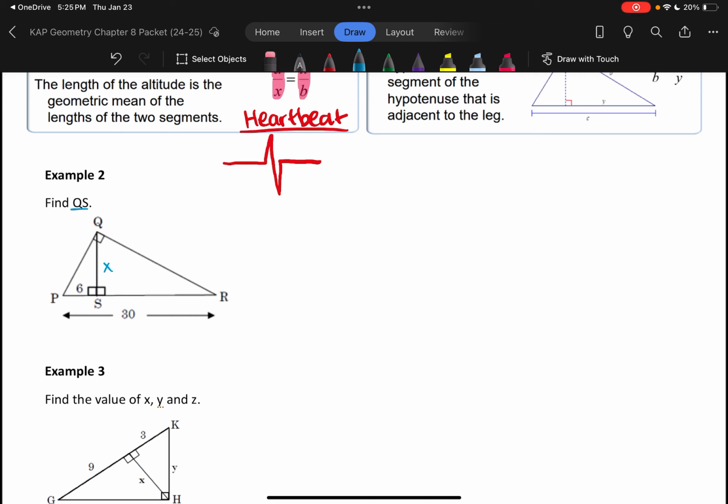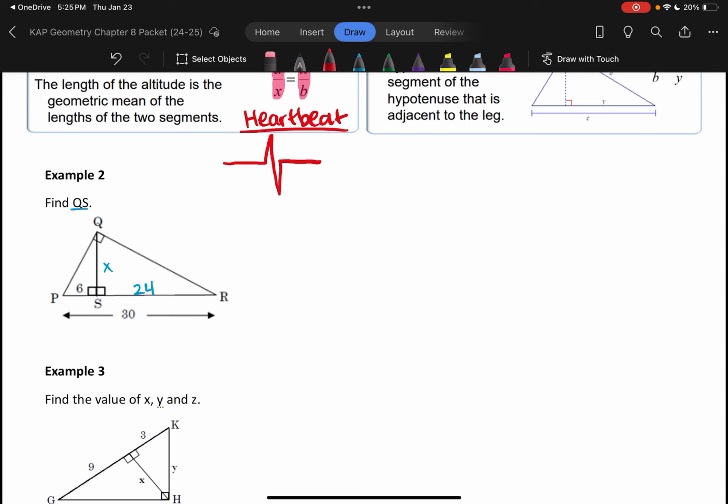Now, with these types of problems, you want to fill in as much missing information as you possibly can. The bottom side from P to R is 30, so from here to here is 30. And I only want SR, so I'm going to do 30 minus 6, telling us that from S to R would be 24.